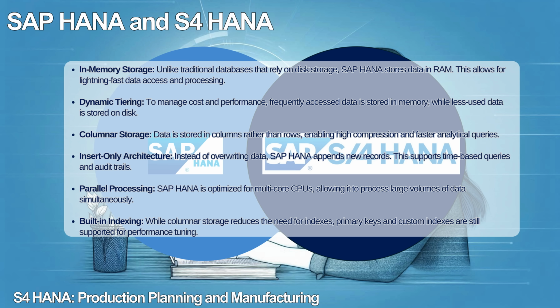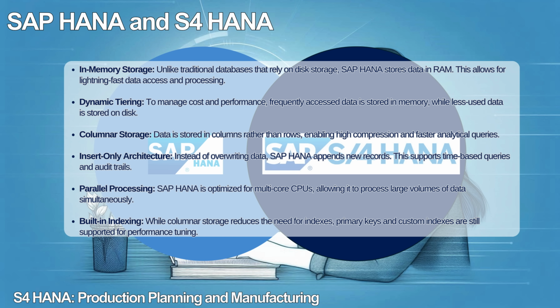Secondly, dynamic tiering. To manage cost and performance, frequently accessed data is stored in memory, while less used data is stored on disk. Thirdly, columnar storage. Data is stored in columns rather than rows, enabling high compression and faster analytical queries. Not only that, insert-only architecture. Instead of overwriting data, SAP HANA appends new records. This supports time-based queries and audit trails.